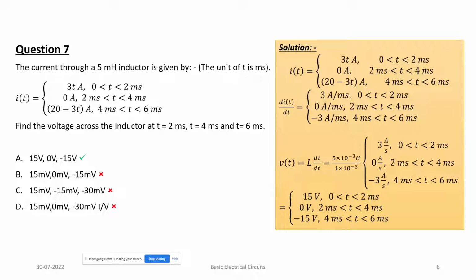Current through a 5 millihenry inductor is given by 3T, where T is in milliseconds. From 0 to 2 milliseconds, it's 3T ampere. It's 0 ampere from 2 milliseconds to 4 milliseconds, and from 4 milliseconds to 6 milliseconds it's 20 minus 3T. Now you need to find the voltage across the inductor at T equals 2, 4 and 6 milliseconds. So as you all know, V equals L di by dt.